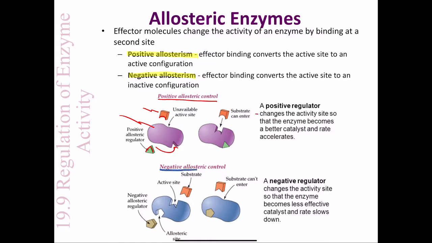Negative allosterism is essentially the opposite. So you can see here that in our big blue enzyme, we have the active site, which is in the correct conformation for the substrate to bind. But what happens is we have an allosteric site, and this pentagon is a negative allosteric regulator. So this is our effector molecule, and when it binds, it changes the active site so that the enzyme becomes a less effective catalyst and the rate slows down.